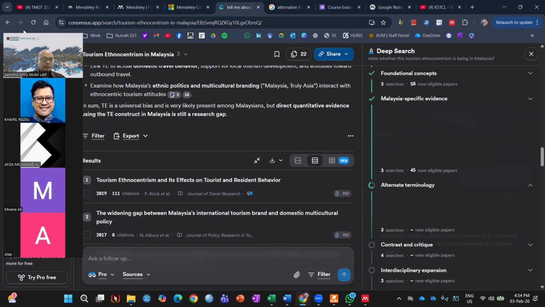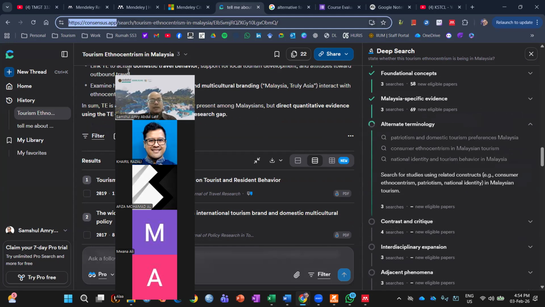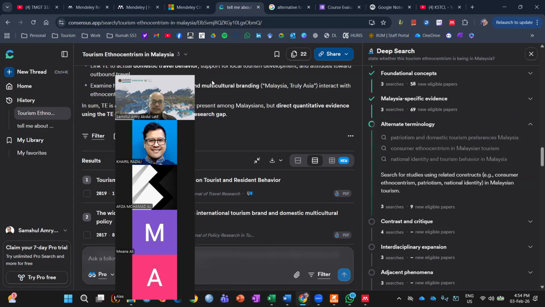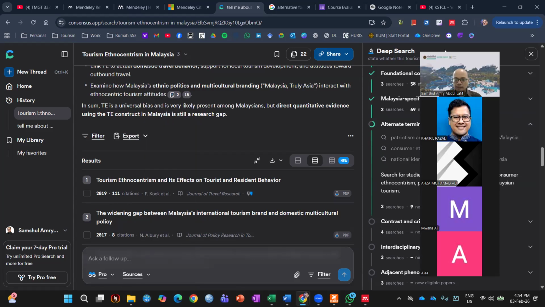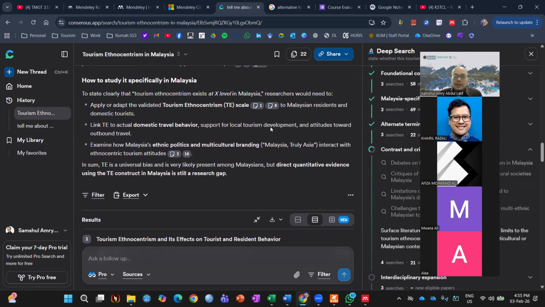Again, it is consensus.app. Just try it out, and you'll be amazed how fast it is. And once you have all your papers, you can use Google Notebook LM to work around the borders or limitations. Okay, so basically, this is for you to try.